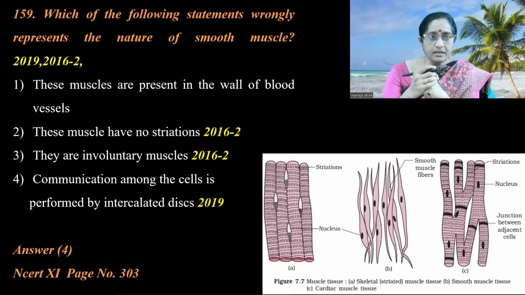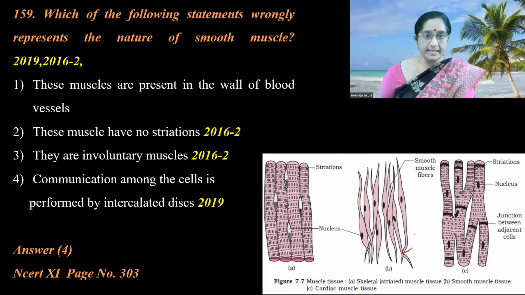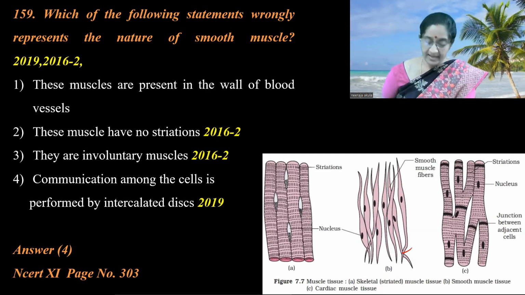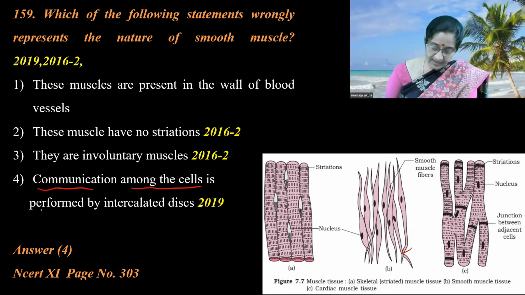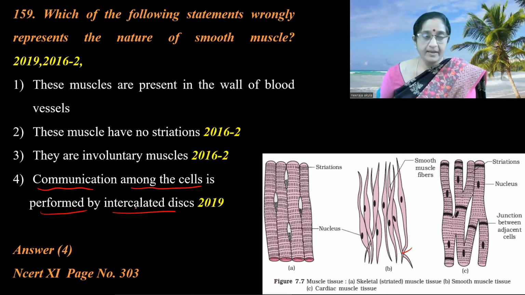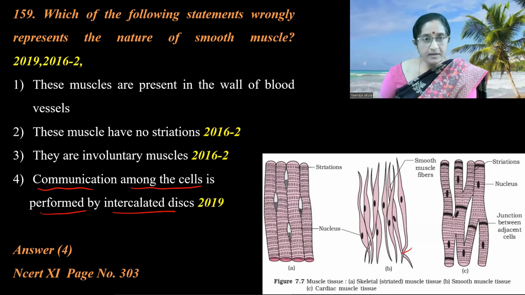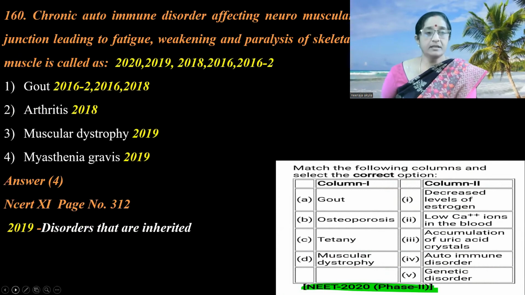They have a single nucleus, and these muscle cells have tapering ends. Normally, gap junctions or connexons help in the movement of ions from one muscle cell to other muscle cells. But here, the fourth option, if we observe, says communication among the cells is performed by intercalated discs. Intercalated discs are not observed in smooth muscles. They are seen in cardiac muscles. Mostly we will get questions right from this area in the form of statements. And then let us come to the next question.